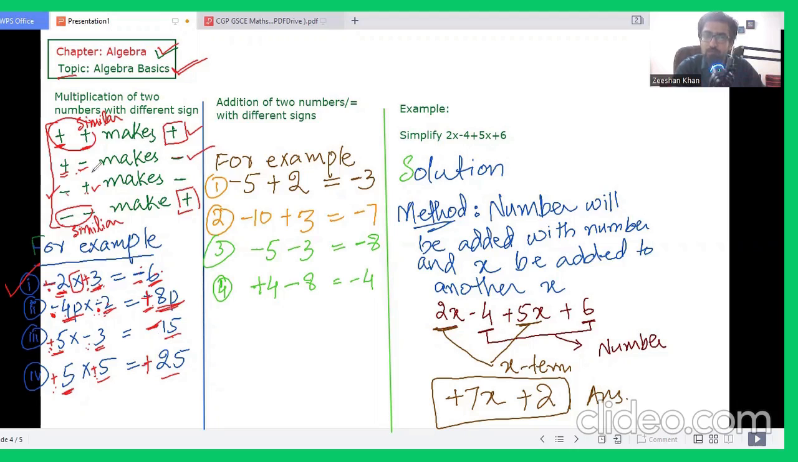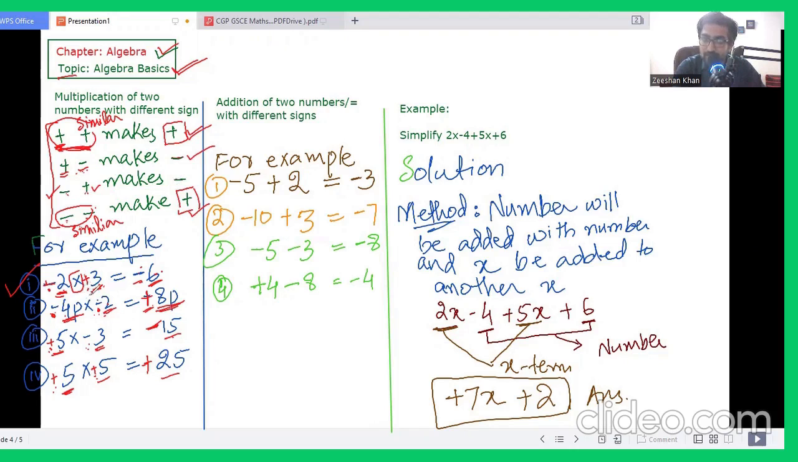So this is a simple rule. When the signs are similar, the answer would be a positive answer. Again, you can see negative and negative, both are similar, so the answer would be positive. When they are opposite or different, negative and plus, you will get a negative answer. And similar for this one as well. So this is how you will multiply two numbers.